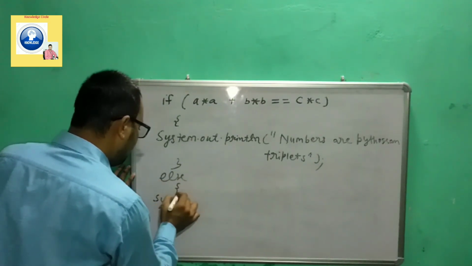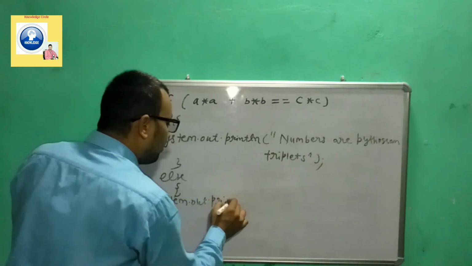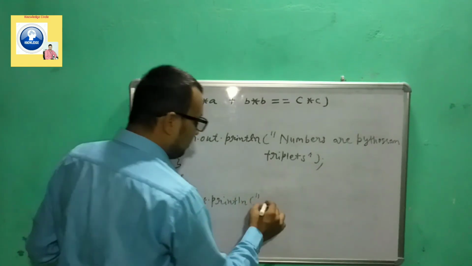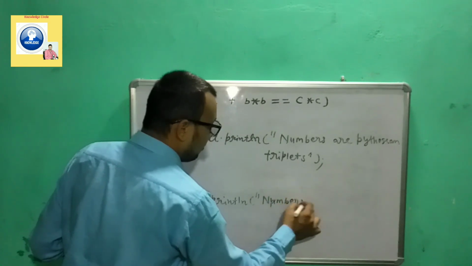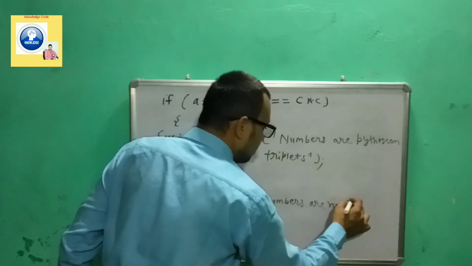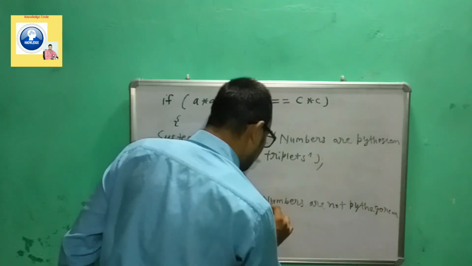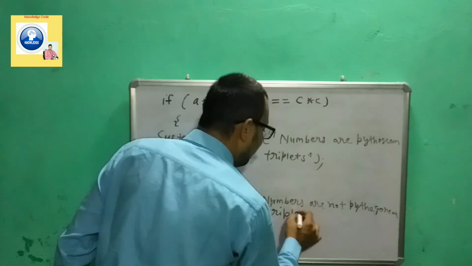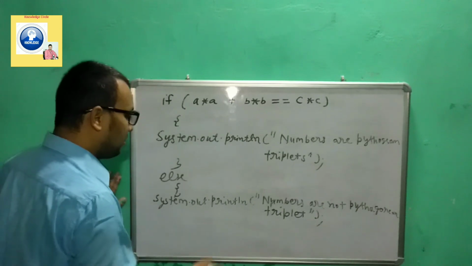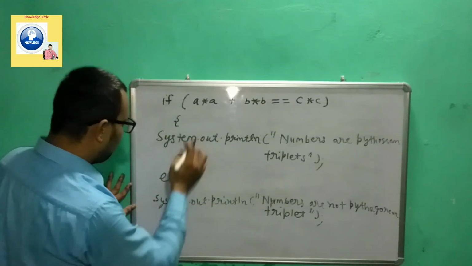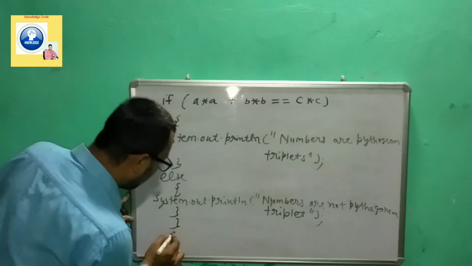Else, what will we write in the else? System.out.println, numbers are not Pythagorean triplet. It means these numbers are not in the form of a Pythagorean triplet, that is, the square of the last number is not equal to the sum of the squares of the first two numbers. So we close the if here. Then we close the main function, and then we close the class.